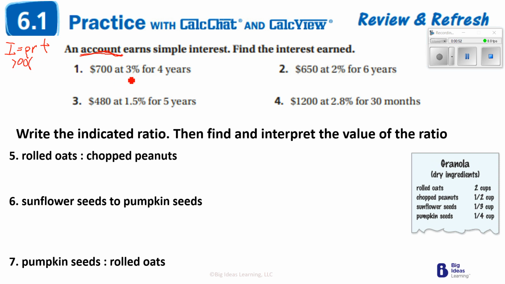I'm going to multiply that by 3%. I have to turn that 3% into a decimal for me to be able to multiply it with numbers. So I'll have to move the decimal place over twice. That's the rule for turning it into a decimal, and it becomes 0.03. So right now, so far, I have 700 times 0.03, and then the number of years is 4, so the time is 4. Now I just multiply everything together.